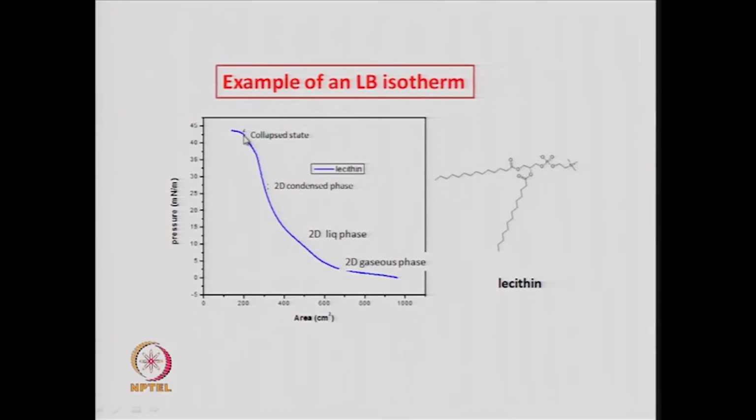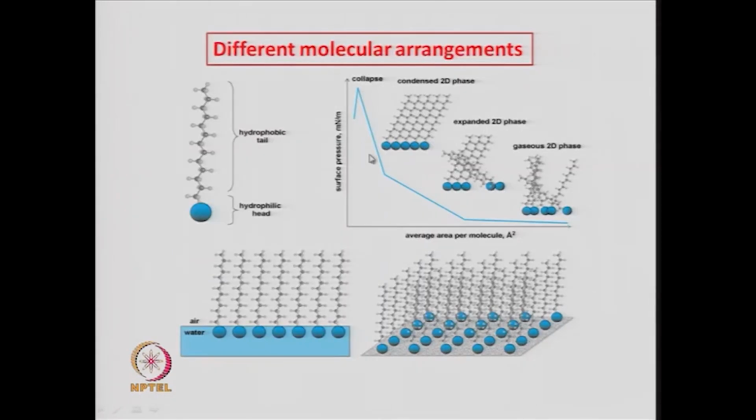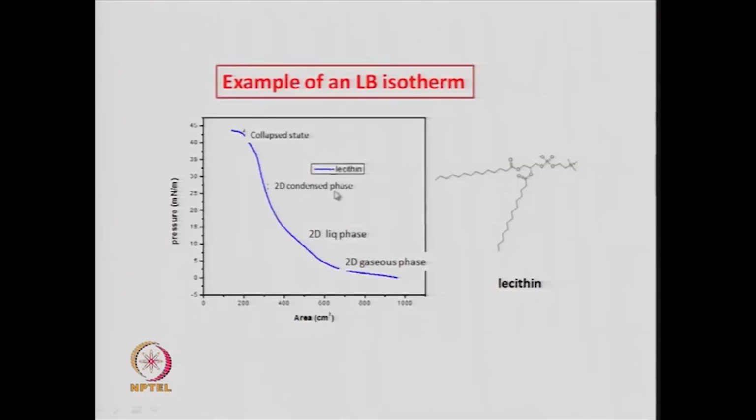Now, the same plot, which we called a Langmuir-Blodgett isotherm, where you plot the surface pressure against the area available to each molecule on the surface. So, this in a simplified form for lecithin, which is a molecule like this, it has a head group, which is this trialkyl ammonium head group, and then these hydrophobic chains. So, you have the 2D gaseous phase.